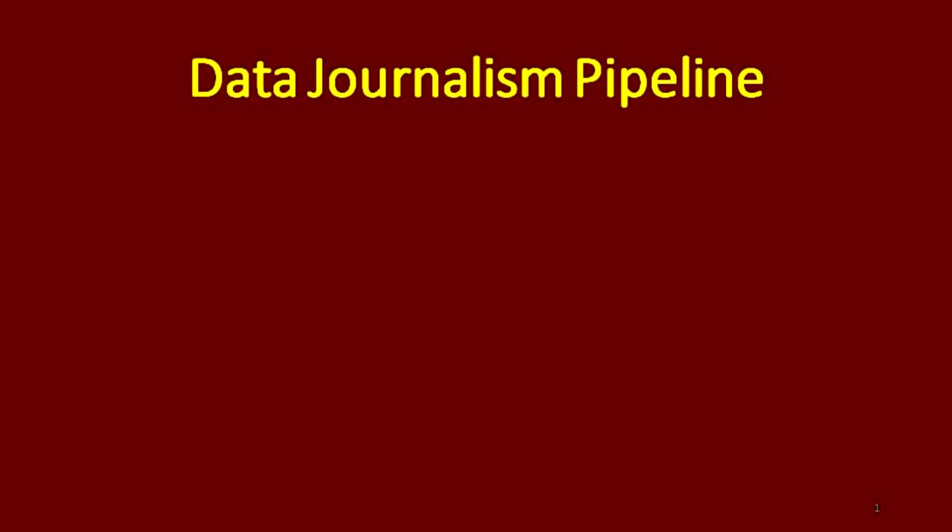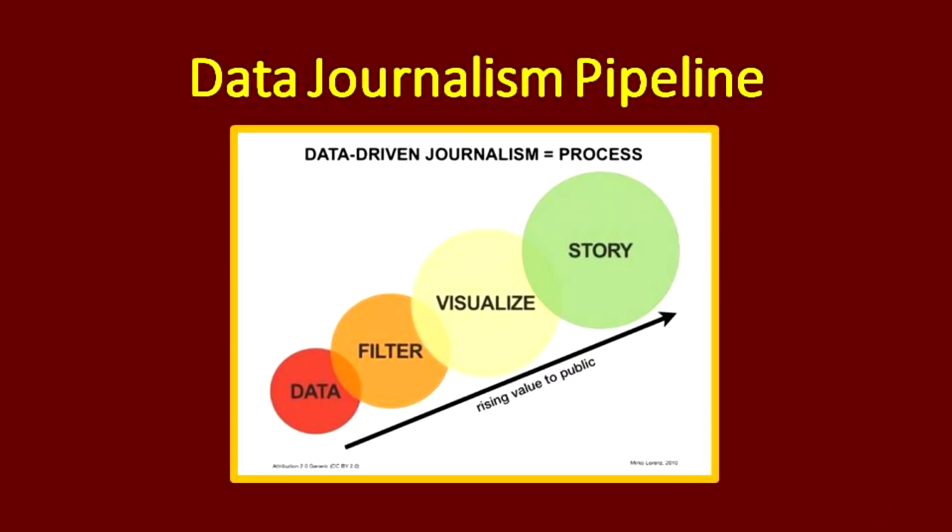Okay, so what is the data journalism pipeline? This visualization I have adopted from Wikipedia, and it simplifies the data journalism pipeline. It says that first comes the data, then filter the data, then visualize, and finally make a story, right? In the earlier slide, I elaborated the process. This visualization has compressed all the earlier points into just four points: data, filter, visualize, and story.